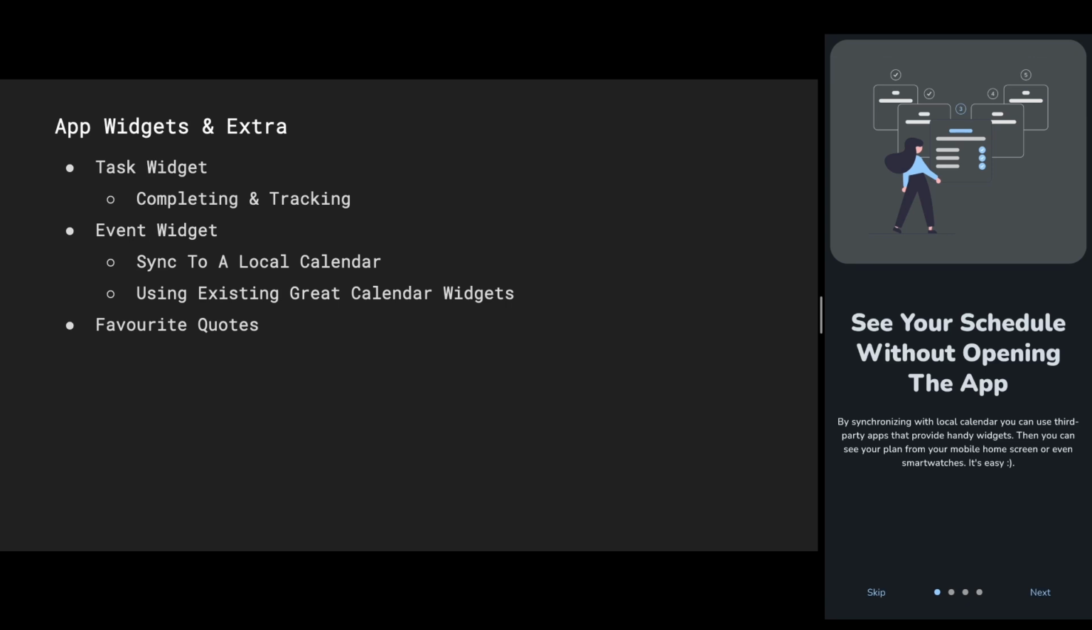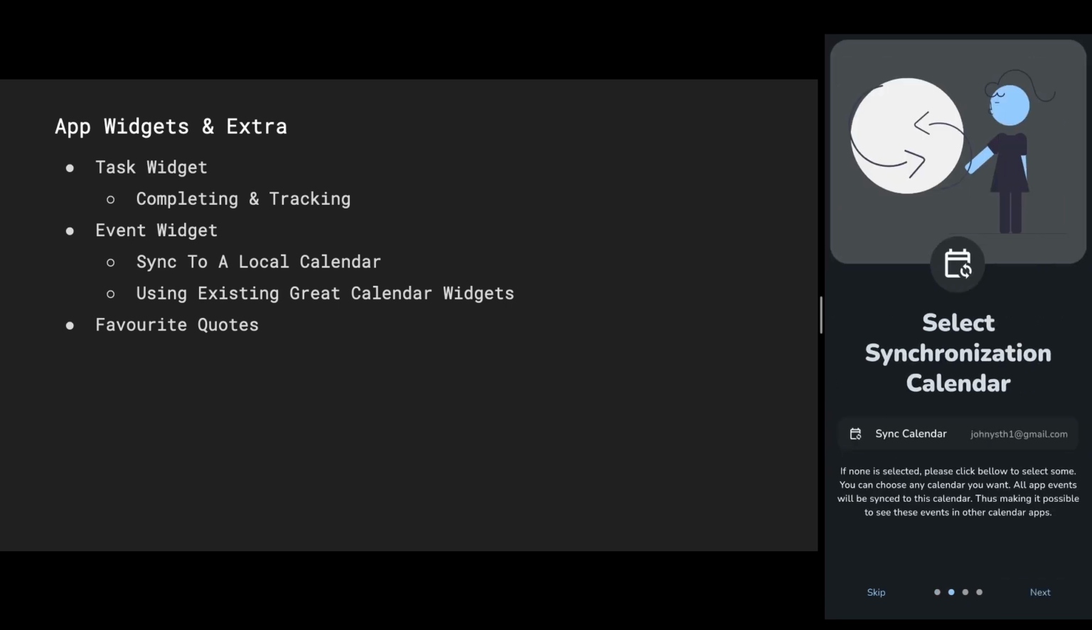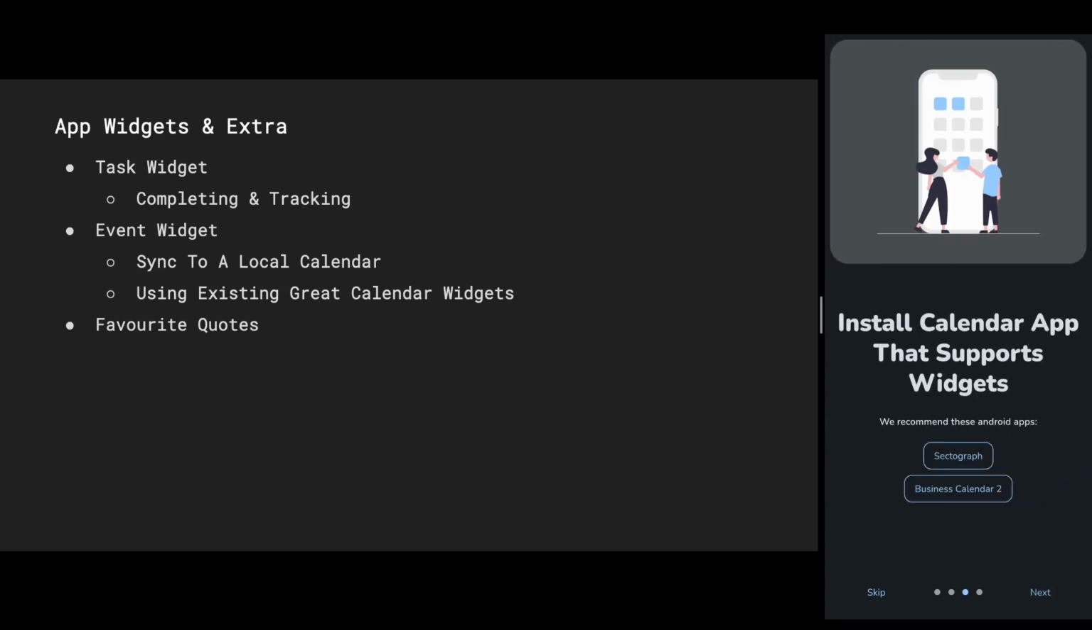So if you select a synchronization calendar and sync your events into it, then you can use any Android application that has those Android calendar widgets. These widgets are often very powerful, so that's why we decided to do that. There are actually two options that you can use. They are really good. And now I will show you the final result of that.